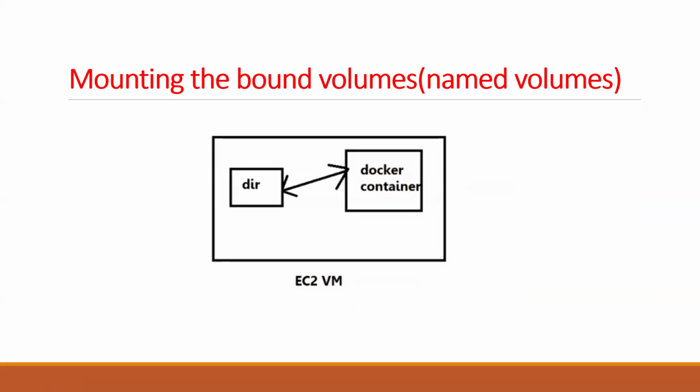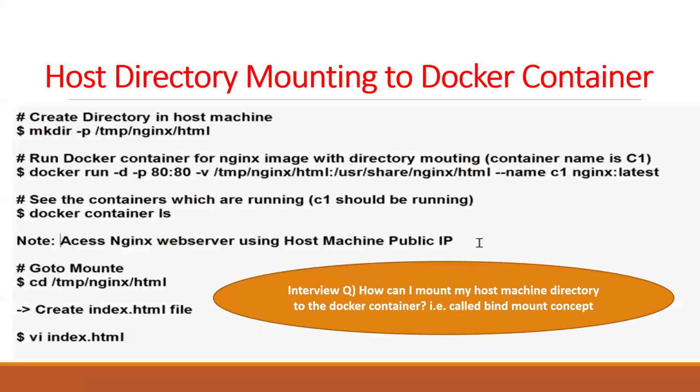So in the Docker container, you can directly mount a directory. So the host directory is mounted to the Docker container. Create a directory on the host machine with mkdir -p /tmp/nginx/html. Run the Docker container for an nginx image with the directory mounting: docker run -d -p 8084:80 --name c1 nginx:latest.